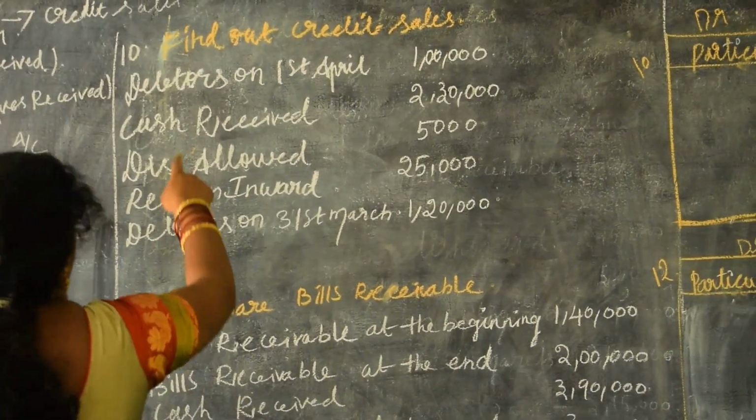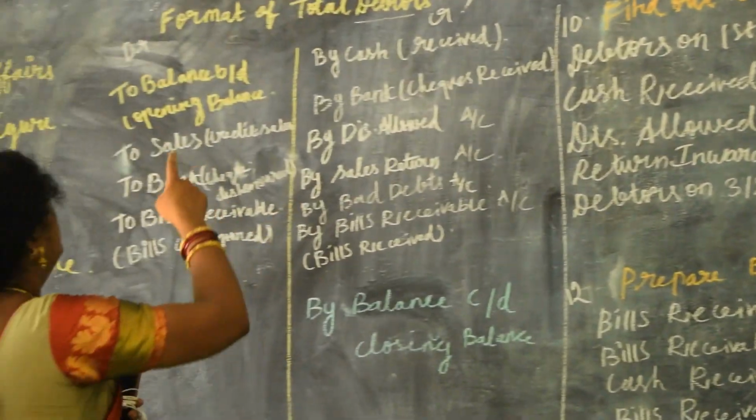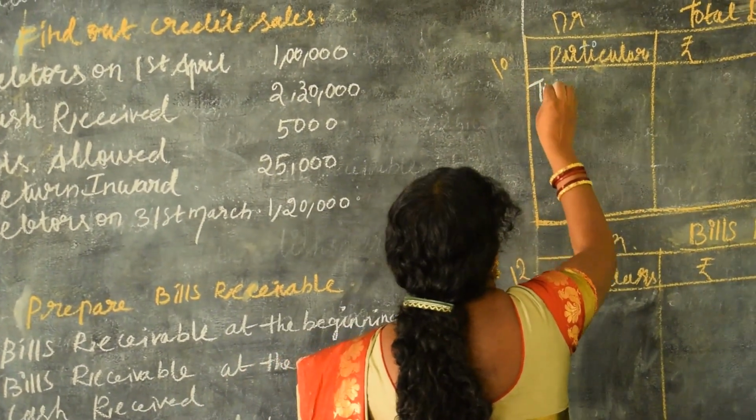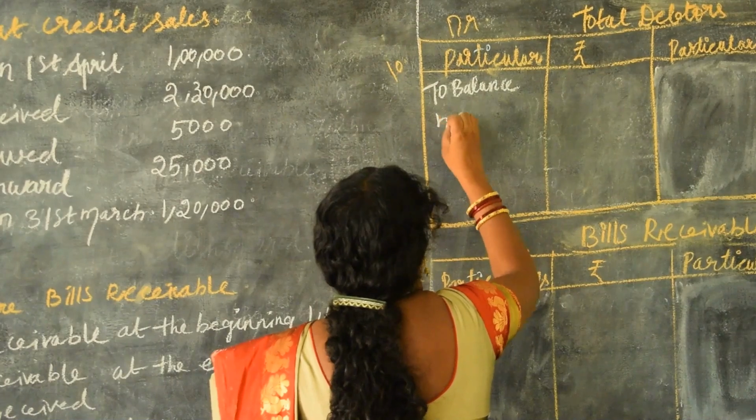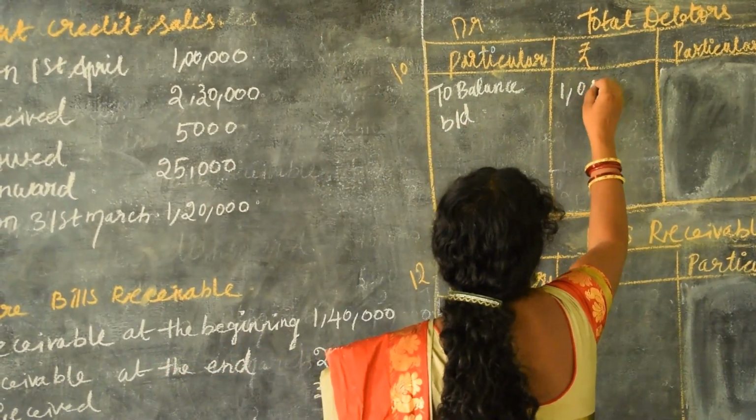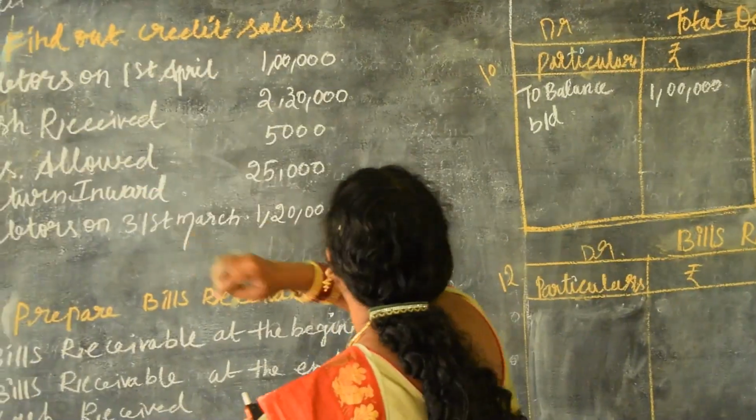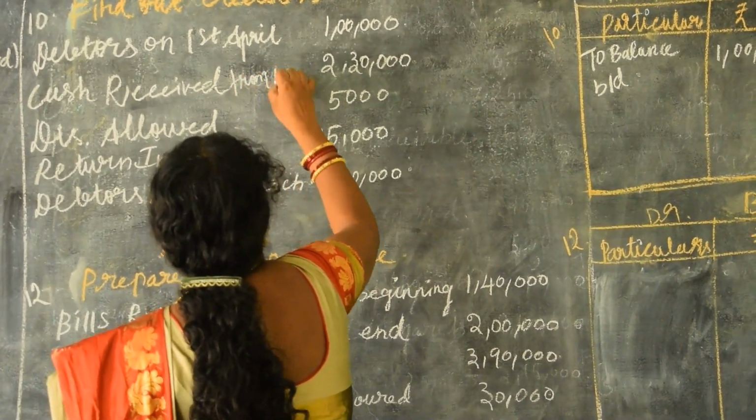Yes, as I have told, debtors on the 1st April. Which color should come into your mind? Yes, this is a yellow color. Yellow color means it is the debit side. To balance b/d, 1 lakh. The next, cash received from the debtors.